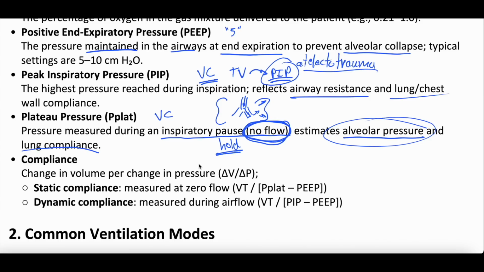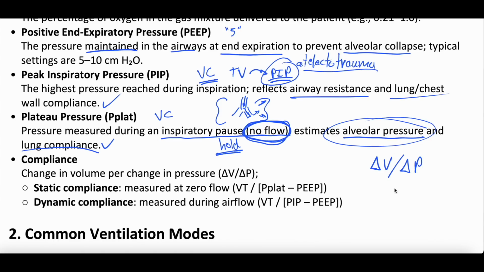All right, compliance. This is going to be the last piece of terminology in the introductory section here. And compliance, we've used it a lot. We keep saying lung compliance, lung and chest wall compliance. Well, what is compliance? Compliance is the change in volume per change in pressure. All right, the delta V over the delta P. So change in volume over change in pressure.